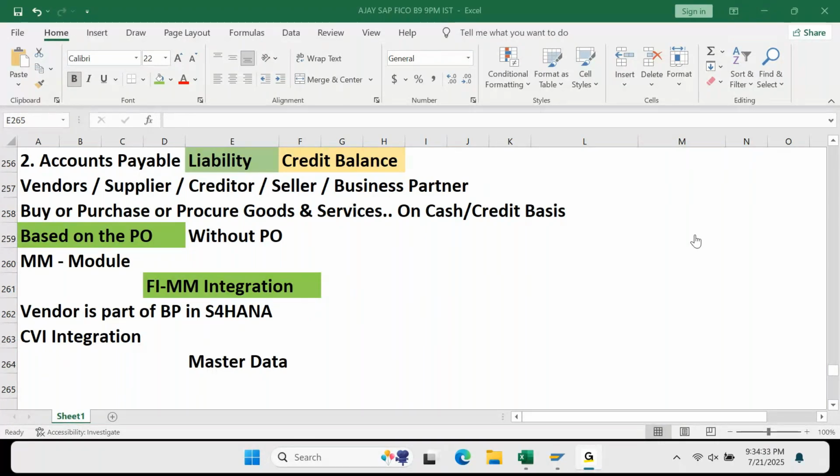Once all this is happening, you need a proof. To create a new vendor, there should be a proof. Meaning, the vendor will give you a quotation.